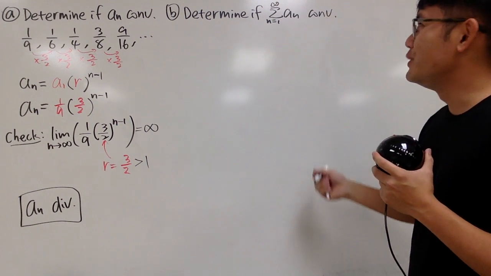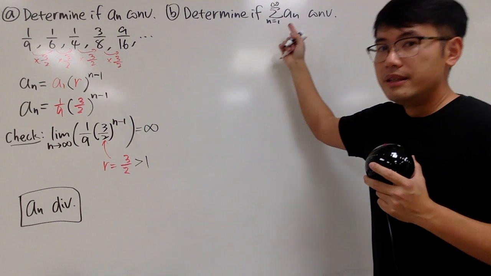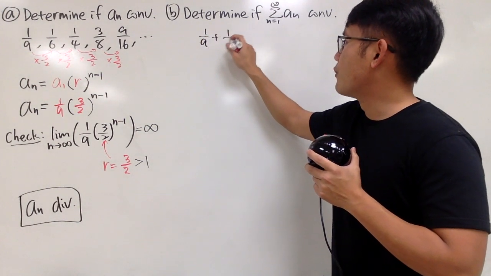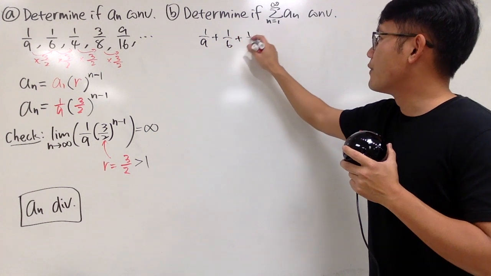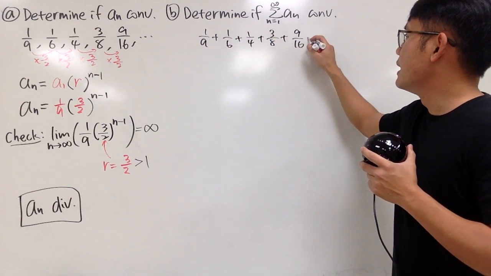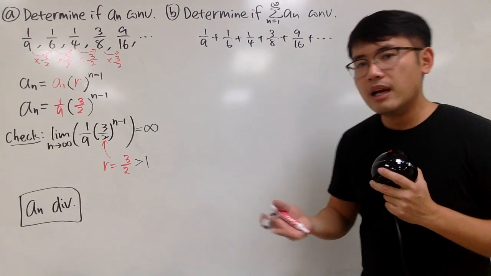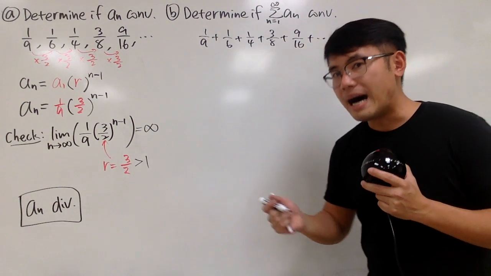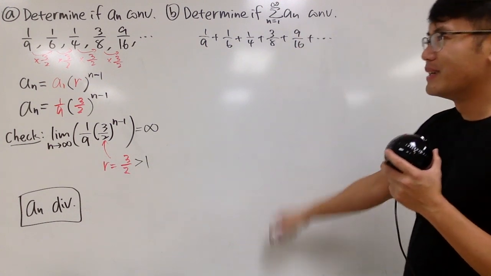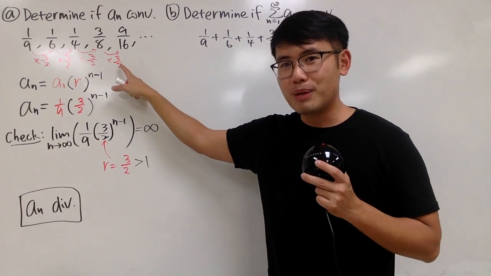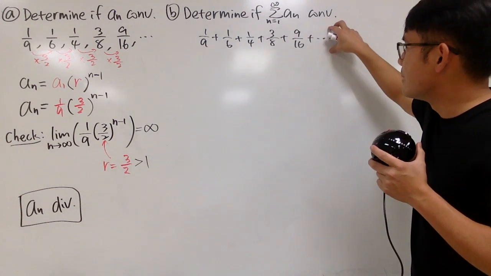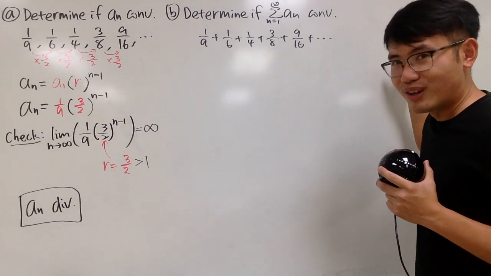Okay? Now let's take a look if we add up everybody from there. So this is a series situation. This right here is asking us to do 1 over 9 plus 1 over 6 plus 1 over 4 plus 3 over 8 plus 9 over 16, and so on, so on, so on. It might not be easy to see, but the truth is that these numbers are getting bigger and bigger because every time we multiply by 3 over 2, which is a number bigger than 1. So the next number is actually going to be bigger than this, and so on.